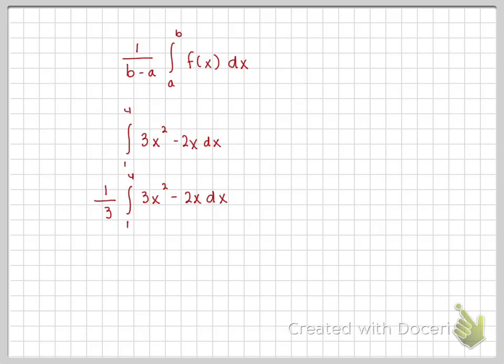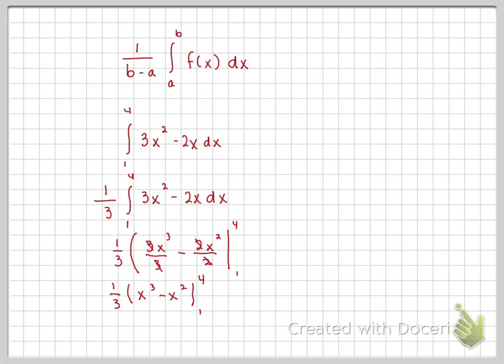3x squared minus 2x. So 1/3 times, the antiderivative of 3x squared is 3x cubed over 3, and those 3's will cancel. And the antiderivative of 2x is 2x squared over 2, and those 2's will cancel. And we are evaluating from 1 to 4. So we're evaluating 1/3 times x cubed minus x squared from 1 to 4.